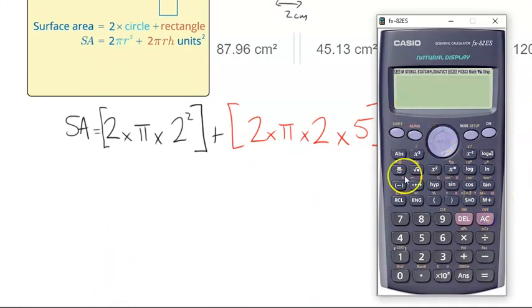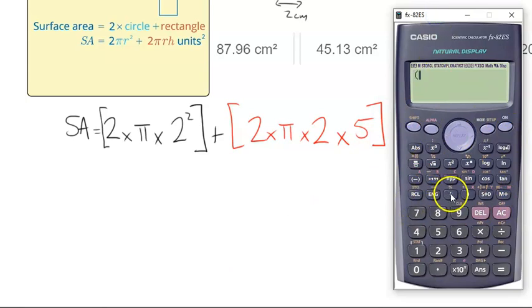So let's clear out our question. And I'm actually going to put brackets around these 2 different sets to indicate that these are 2 separate things we're going to be working out, and then they're going to be added together.